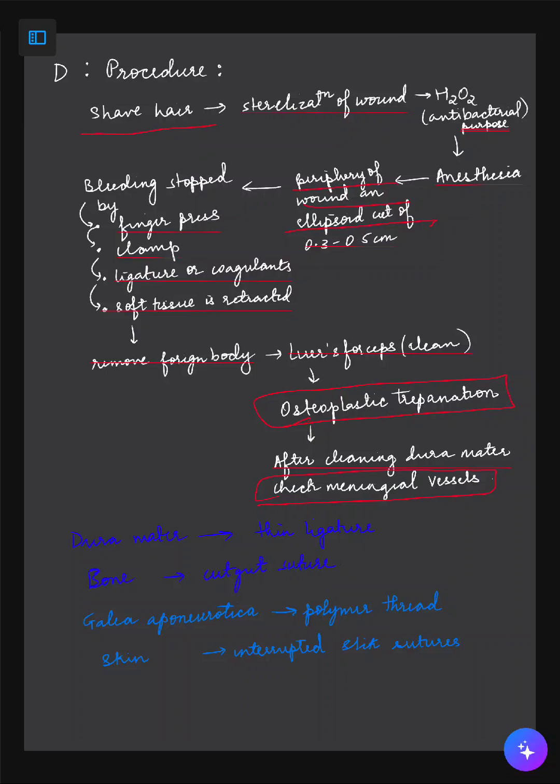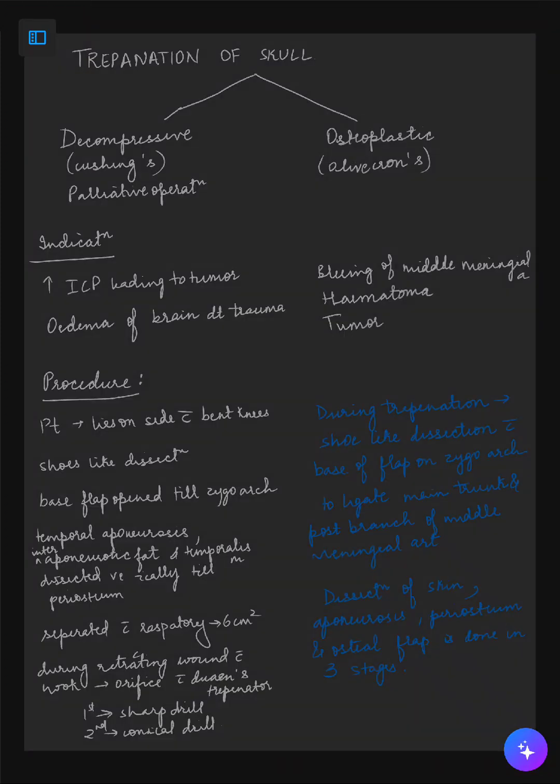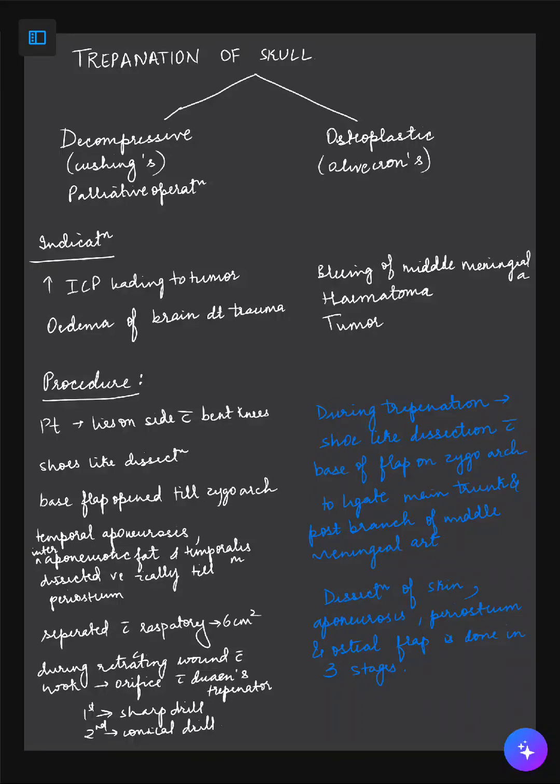But if there is blue or dark red color, then there may be hematomas. Then we need to remove the blood clots and expose the subdural space, and wash with physiological solutions. Now, after this procedure, the dura mater is stitched by thin ligature. Bone is done by catgut suture. Galea aponeurotica by polymer thread, and skin by interrupted silk suture. Now, this was primary surgical processing of the wound in the head.